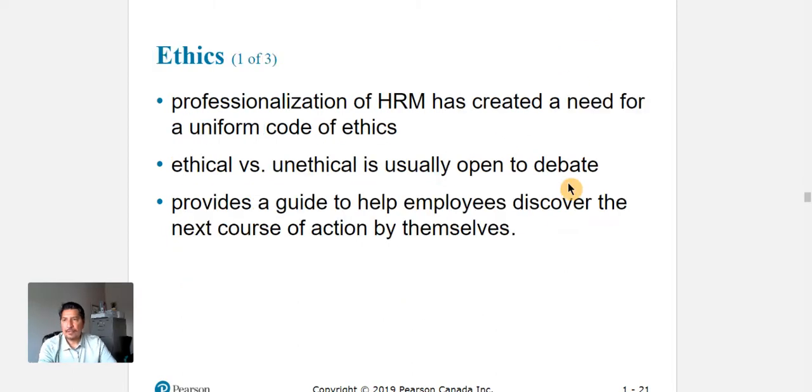Ethics: human resource professionals created a need for a uniform code of ethics. Ethical versus unethical is usually open to debate. It provides a guide to help employees discover the next course of action by themselves.